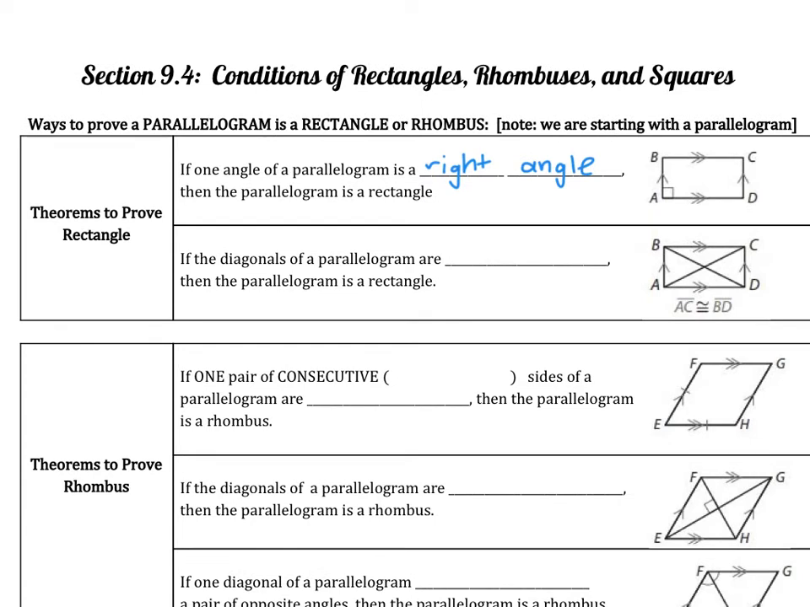The second way that we can prove that a parallelogram is a rectangle is if the diagonals of a parallelogram are congruent, then the parallelogram must be a rectangle. So here, if AC is congruent to BD, then it is considered a rectangle.